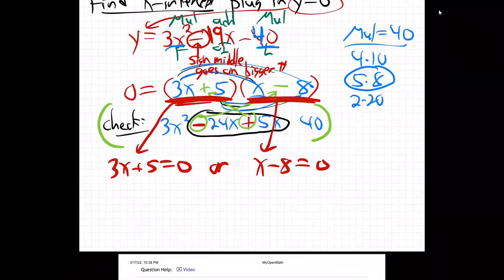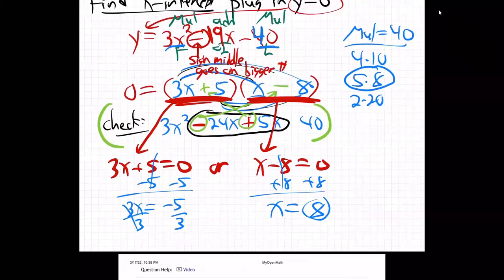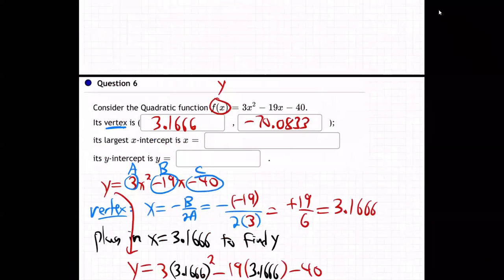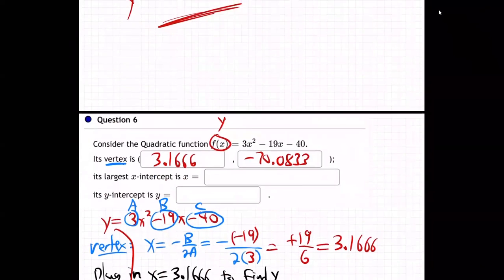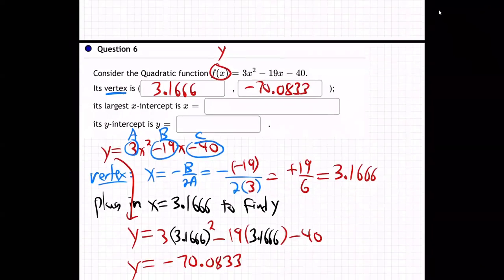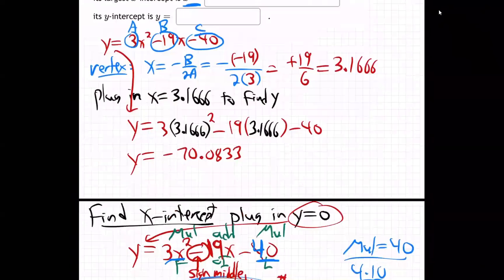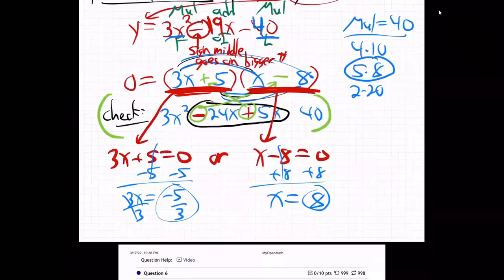So now we say, okay, subtract 5 from both sides, boom. So 3x is minus 5, divided by 3. So there's one answer here. Add 8 to both sides, boom. 8. So we got our two answers. Now, what do they want from us on this one? They want the largest x-intercept, they want the larger one. So that's going to be 8, positive 8. So the larger one is 8.